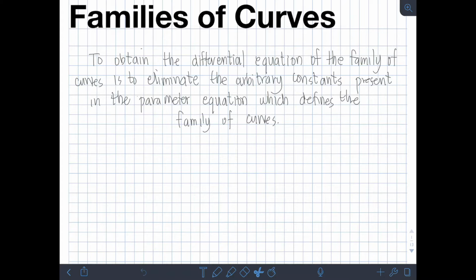So, therefore, para masolve natin yung differential equation ng family of curves na yon, which is the solution dun sa differential equation na bubuuin natin, ay apply lang din natin yung ginawa natin for elimination of arbitrary constants. So, sabi, to obtain the differential equation of the family of curves is to eliminate the arbitrary constants present in the parameter equation which defines the family of curves. So, apply lang din natin dito yung natutunan natin dun sa elimination of arbitrary constant, kaso dapat alam natin i-represent muna yung equation ng family of curves kasi dun tayo magsisimula kung ano bang variable yung i-eliminate natin. Okay, so para ma-illustrate, let's solve some examples.